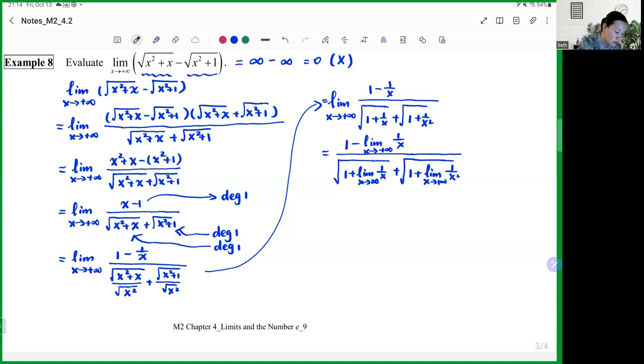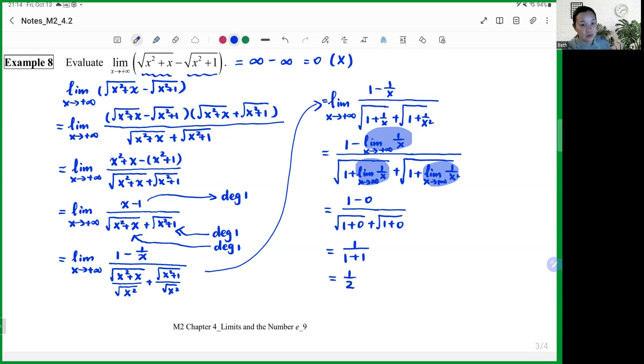Now, obviously, right now, at this moment, this is 0, this is 0, and this is 0. And then I can put it in. My final step is to substitute. So my answer is 1 divided by 1 plus 1, 1 over 2. It's a remarkable answer.